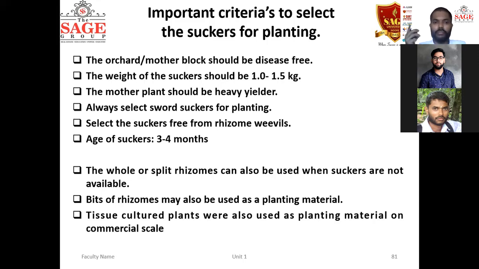So next is that bit of rhizomes may also be used as planting material. Sometimes bit of rhizome, bit means small small pieces, you can also use.